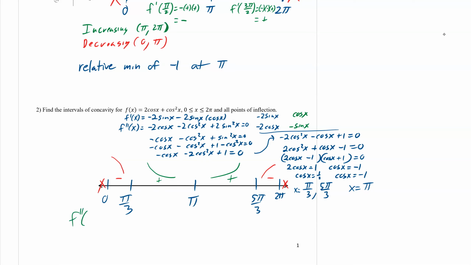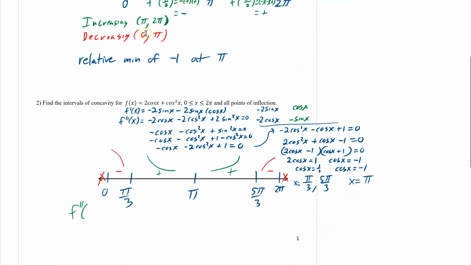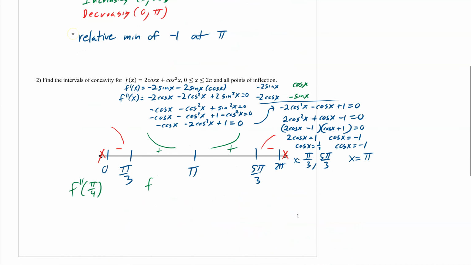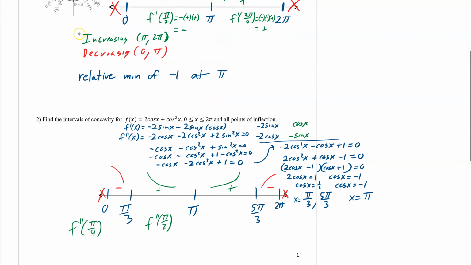So we're going to plug in something between 0 and pi over 3. And if you don't know what that is, you can just use the unit circle. So pi over 6 or pi over 4 will work. I like pi over 4, so I'm going to use that. And then something between pi over 3 and pi. So between pi over 3 and pi, how about pi over 2? And then the same thing, if we're going to go from pi to 5 pi over 3, why not 3 pi over 2?